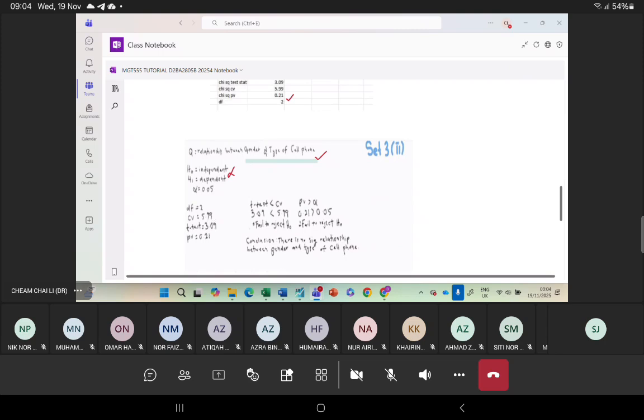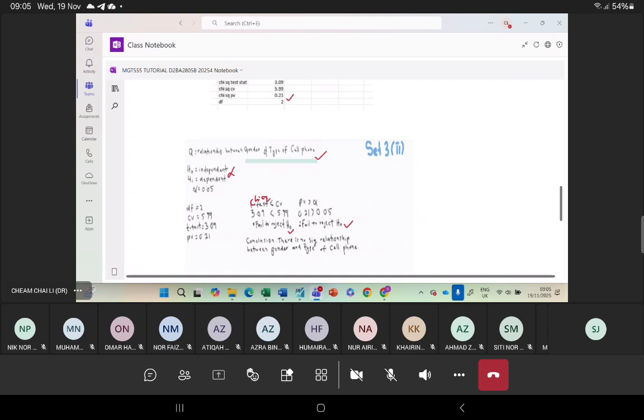Okay, and based on the analysis above, and so your critical value is larger than the chi-square test statistic. Ini bukan t-test lagi ya. So this is chi-square. Chi-square test statistic, bukan t-test lagi. Chi-square test statistic. So decision failed to reject HO. P-value is when you compare, p-value is greater than the alpha. So decision failed to reject HO. So there is no significant relationship between gender and the type of cell phone.